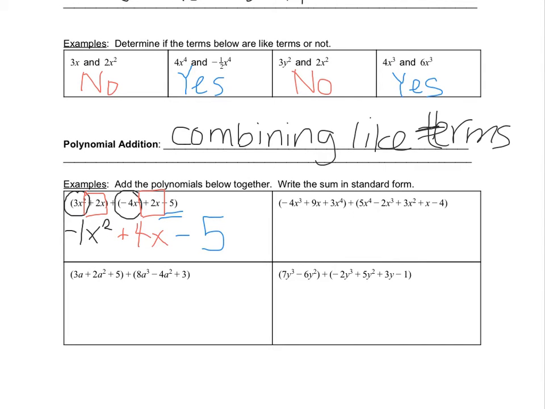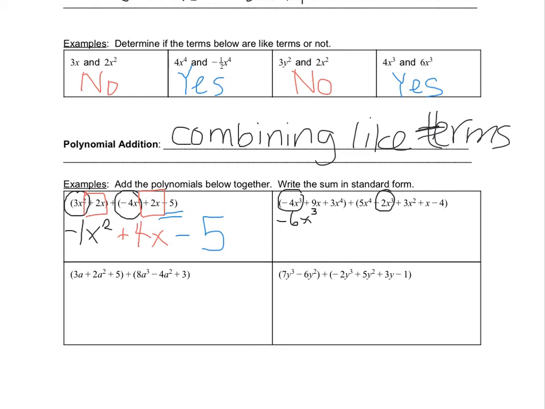Let's try our next one. I've got a minus 4x to the third power, and I'm going to look and see if I have any other minus 4x or anything else that's x to the third power, and I can see that I've got this minus 2x to the third power. If I combine those, minus 4x to the third power and minus 2x to the third power, that's going to become minus 6x to the third power.